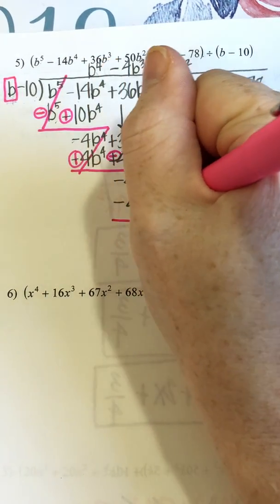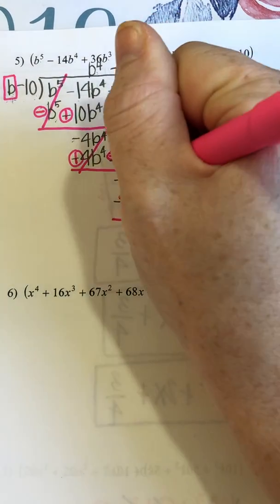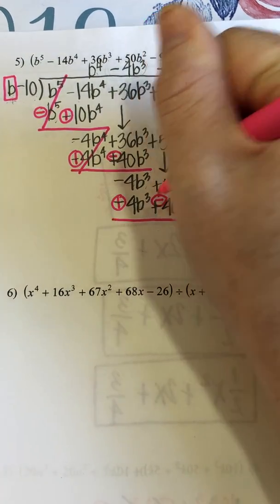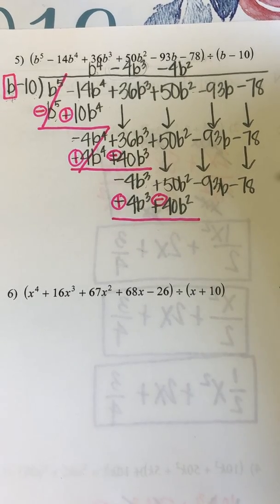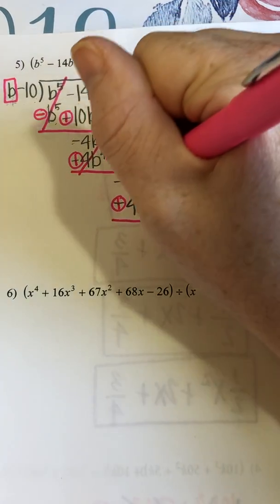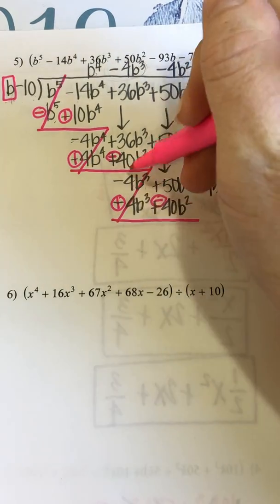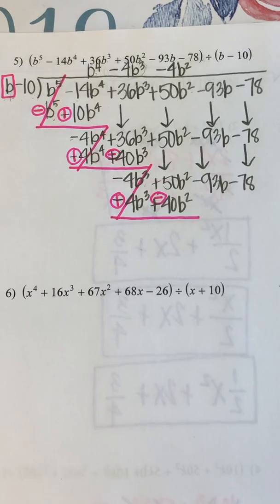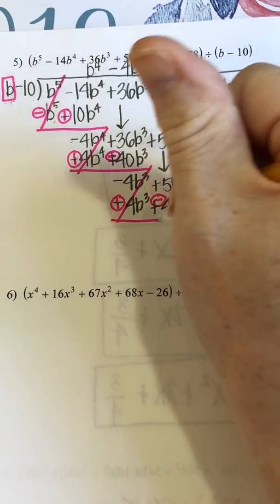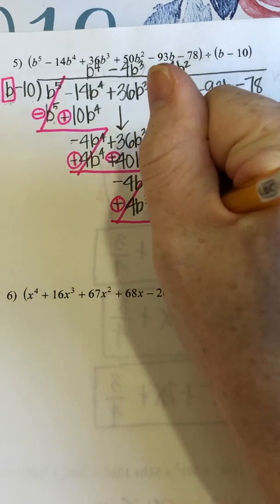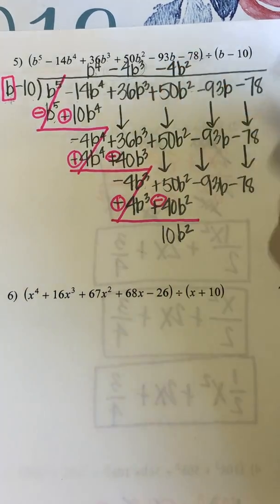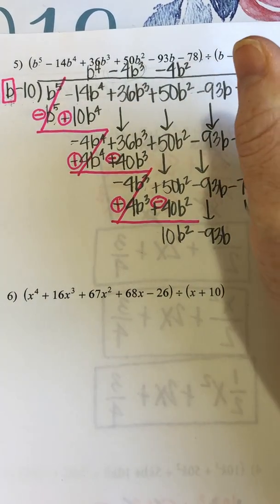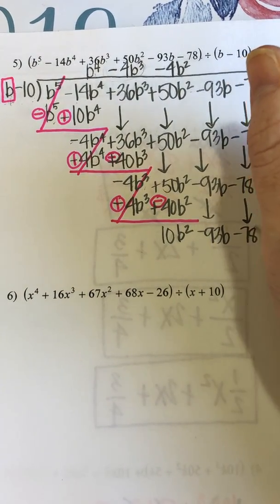So I'm going to come through and simplify this. I'm going to subtract. Any minus stuff turns to addition, and any pluses turn to subtraction. Yep, I want these to be opposites. Okay, so they cancel each other out. What is 50 minus 40? 10. So 10b squared. And I'm going to drop the negative 93b and the negative 78.